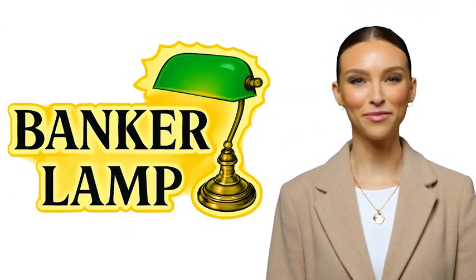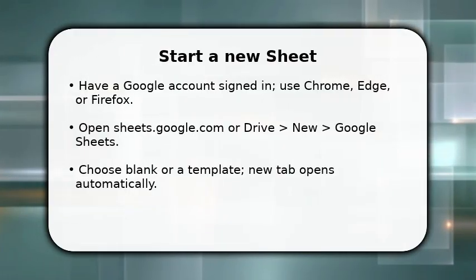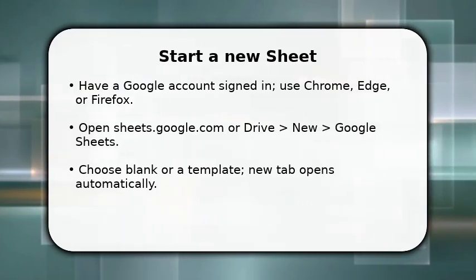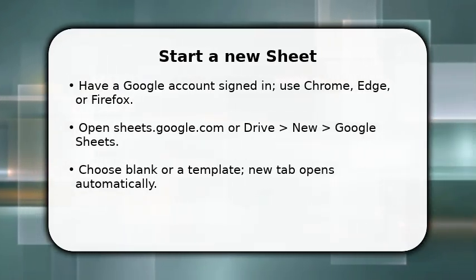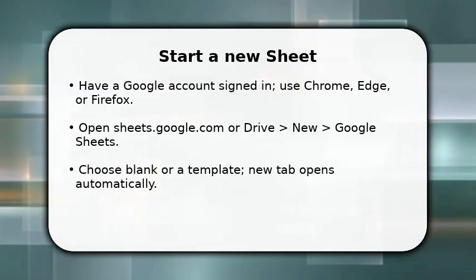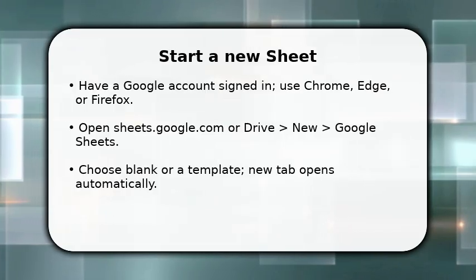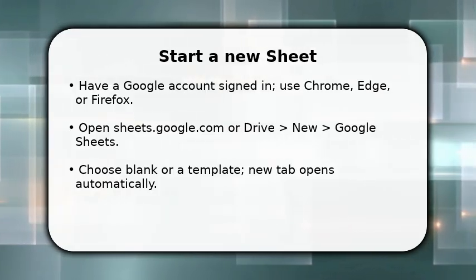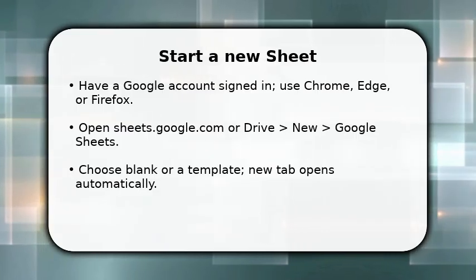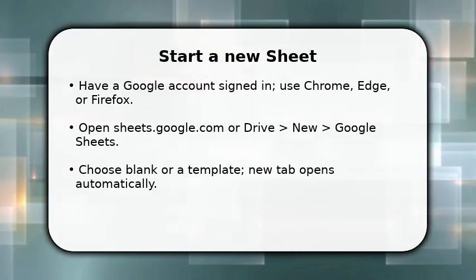Please enjoy the video. You're ready, signed in and on a supported browser. First, go to Sheets.Google.com or open Drive and click New, Google Sheets. Once the blank sheet opens, name it in the top left to keep versions clear. This saves automatically. Make sure you choose a template only if you want pre-built structure, otherwise stick with blank.